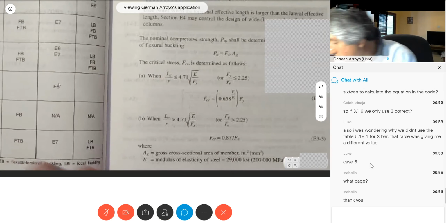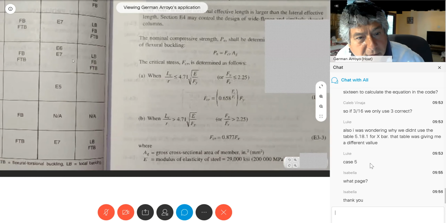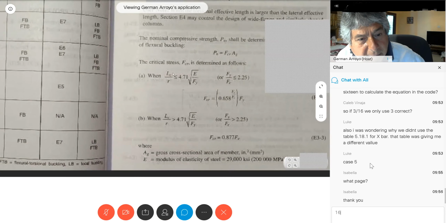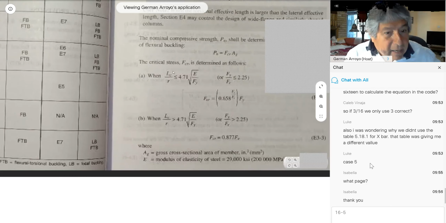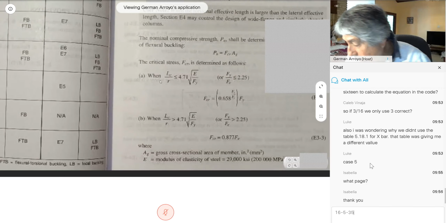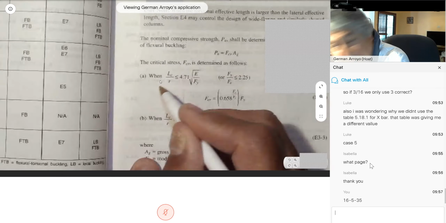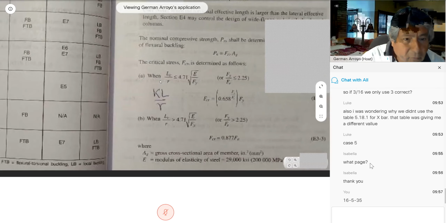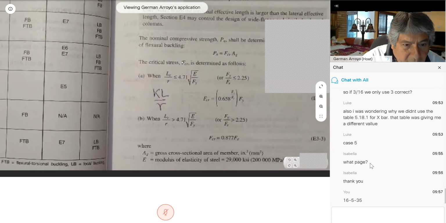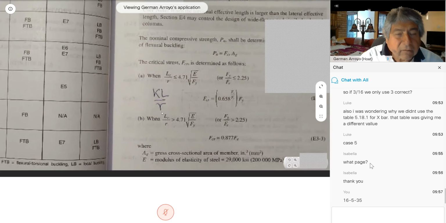I don't know if you can read in your code, this is L to C over R. Well, in reality, this is KL over R. So this is a different way. L to C is a KL now. But in the old time, in mechanical solids and everything, it's called KL over R.